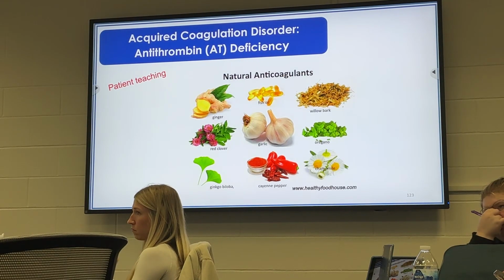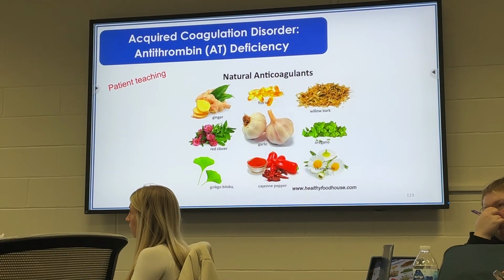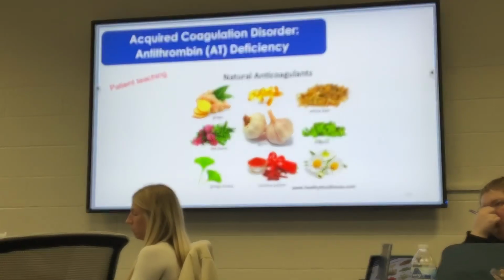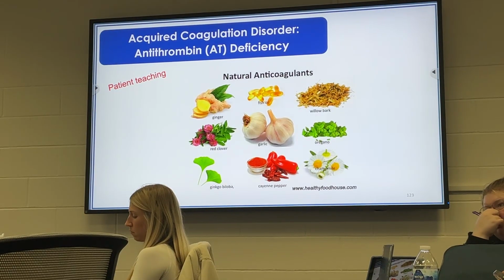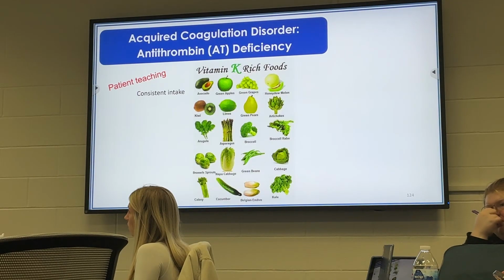Teaching your patients about anticoagulant foods. Again, these will make your blood thinner. Be consistent on your intake. These are also vitamin K rich foods. The greens are there, they're in the PowerPoint, Lisa.